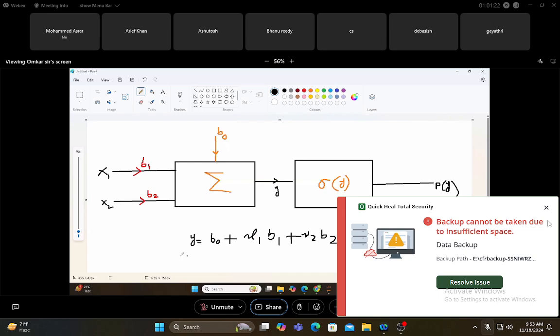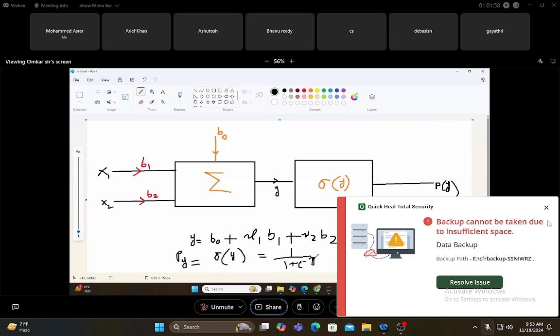Now P of y is equal to sigma of y, and that is equal to 1 by 1 plus e power minus y. Deep learning. Understood everything now?